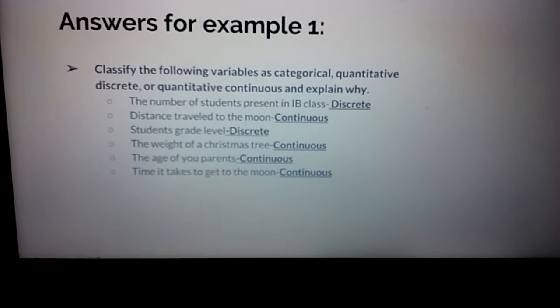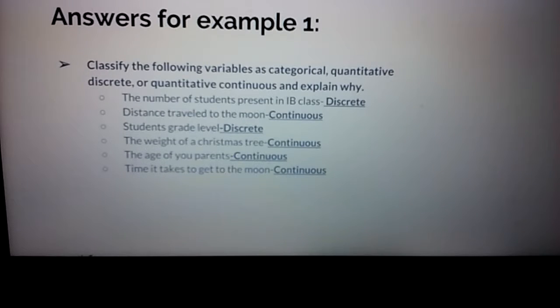Okay, so it seems like we're at the end of the video, and these are the answers to all the previous examples that we did. So the answers for example 1, which was classify the following as categorical, quantitative discrete, or quantitative continuous, and explain why. The first example was the number of students present in an IB class. That would be discrete, since we can't have half a student or 1/4 of a student. We can only have one whole number, for example, 10 or 9.